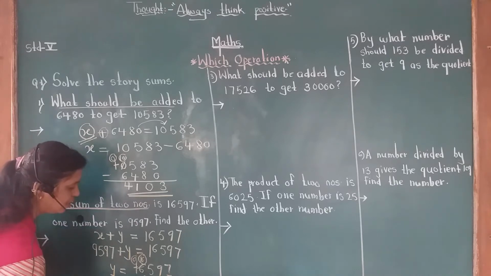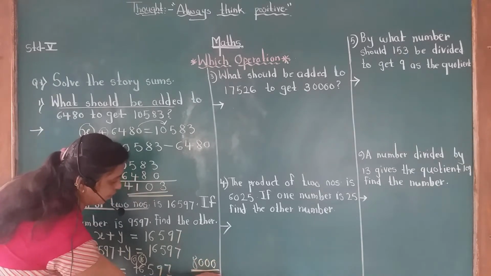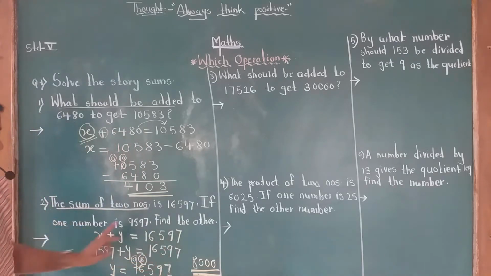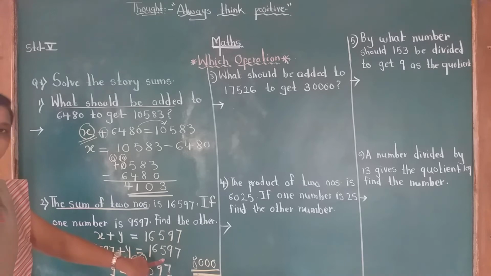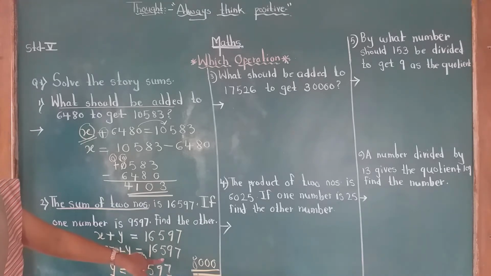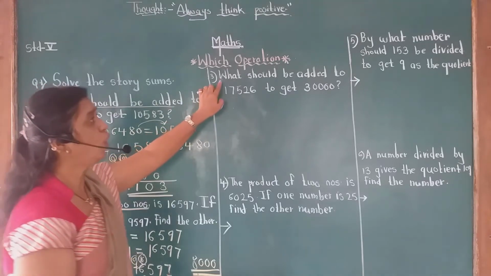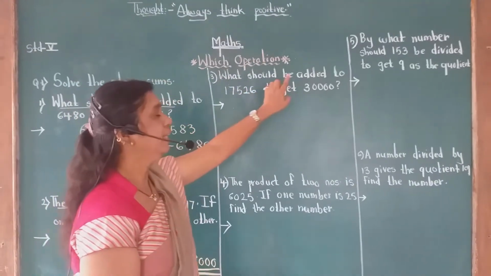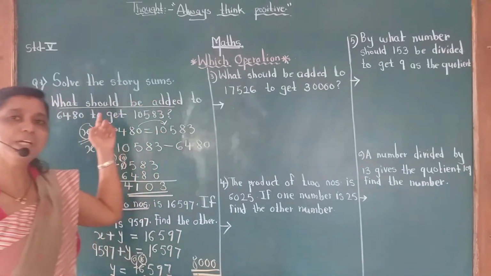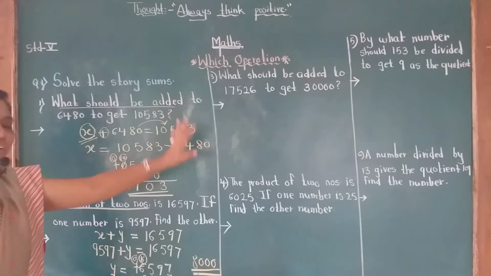So what is your answer? Is 8,000. To check it, again you have to put the value of this 8,000 here. You will get this answer. Understood? Now let us see question number 3. What should be added to this number to get this number? This question is same as question number 1. So simply seeing this, you can do very easily.